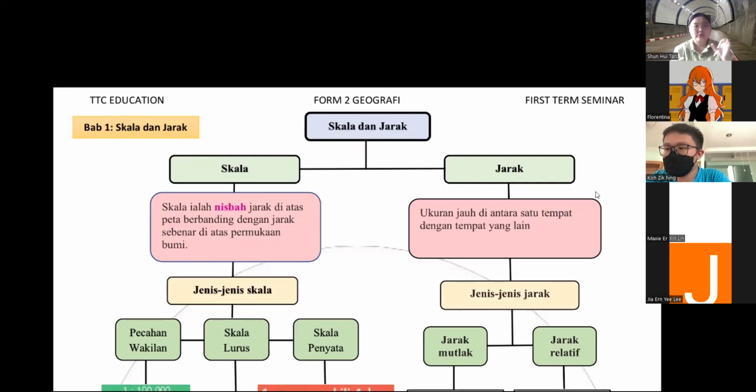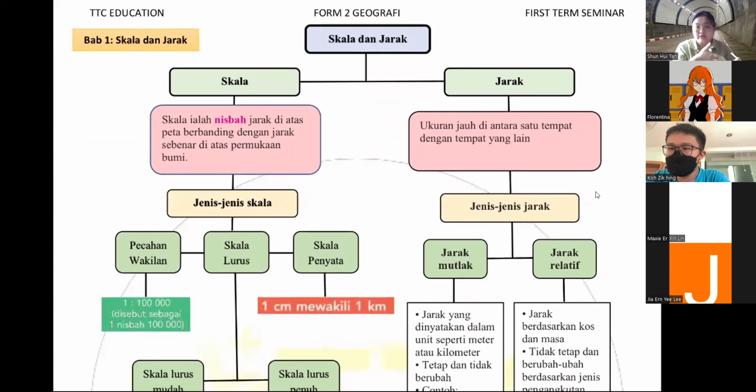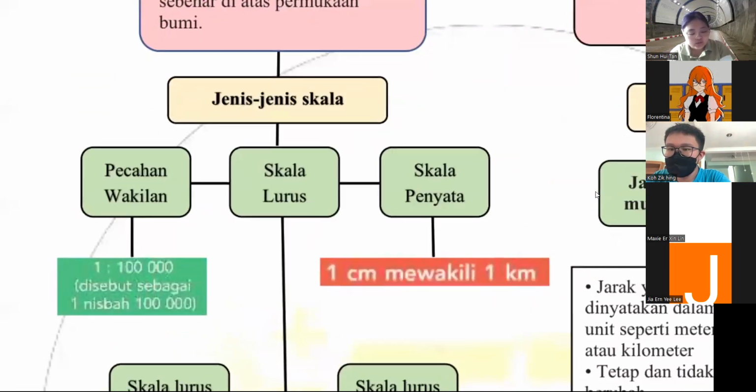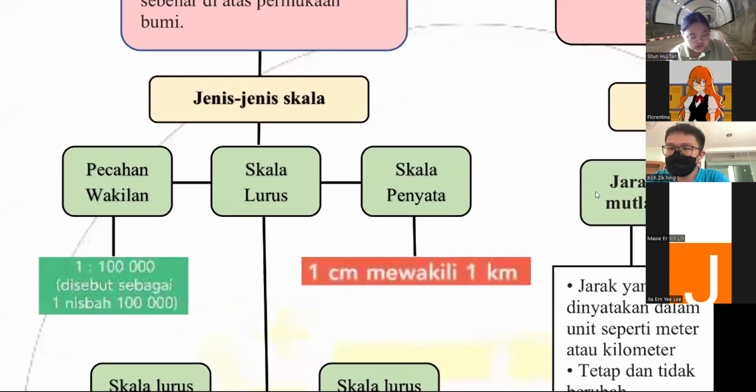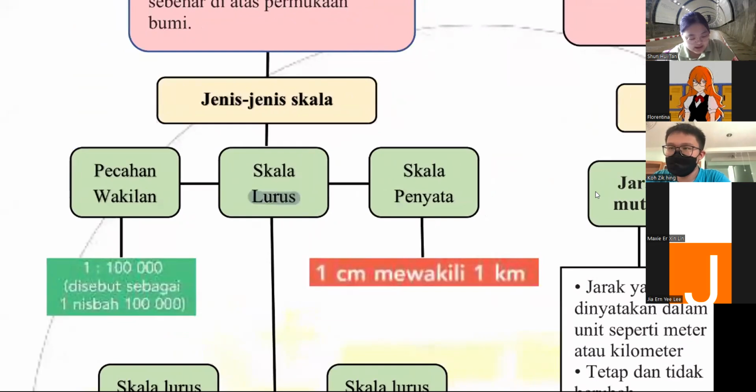Now, chapter 1 talks about skala dan jarak, the scale and the distance. The first thing you've got to know is how to read the scale. We have 3 types of scale: skala lurus, skala penyata, and pecahan wakilan. Skala lurus is normally very easy to read.